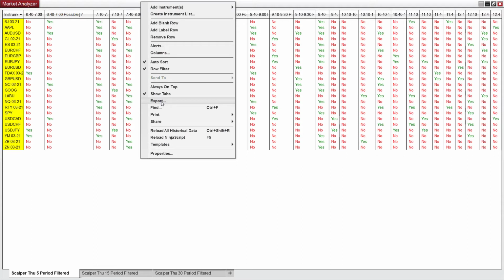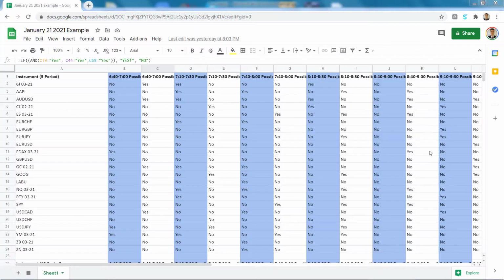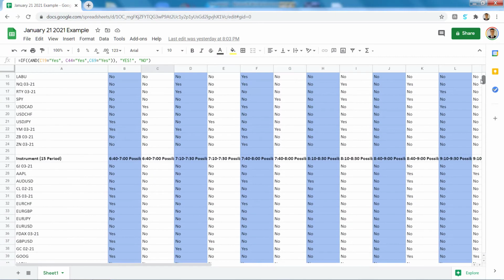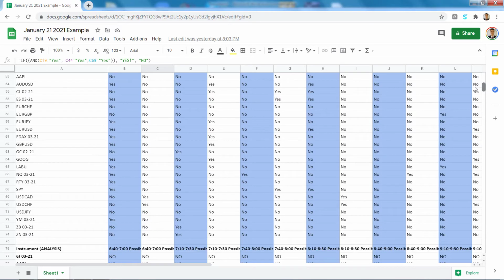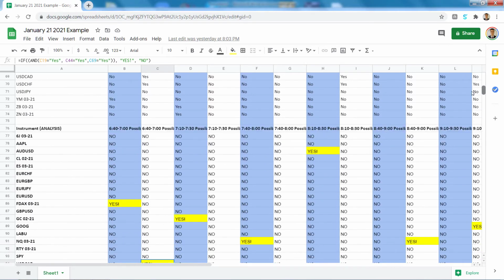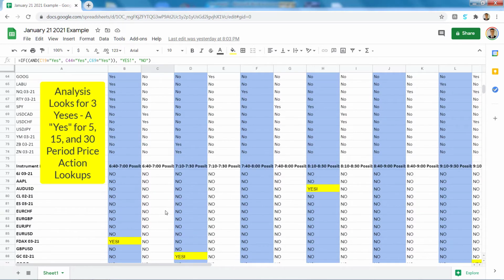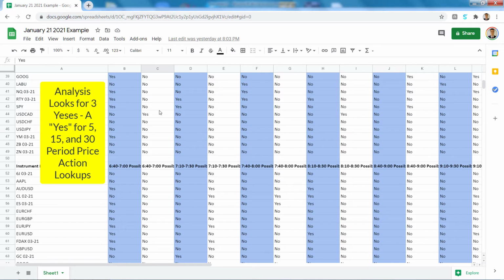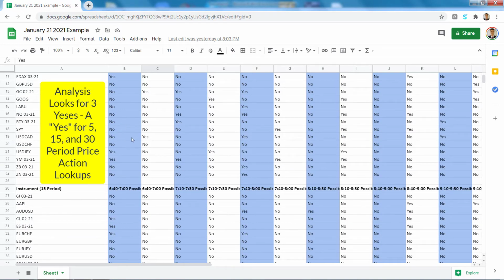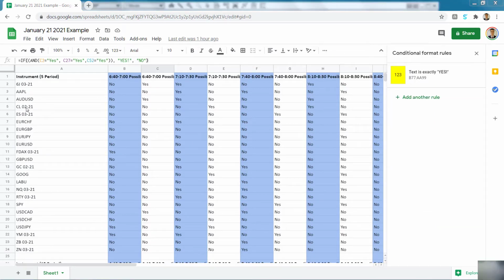You then copy and paste the data you exported into the spreadsheet that comes with Price Action Harvester, which will filter through all of the historical price action data you exported and will quickly identify relatively consistent price action for specific time slots where you can place potential trades. The spreadsheet is essentially looking for 3 yeses, a yes for each of the time periods Price Action Harvester analyzed. So let me do a quick overview of the spreadsheet.